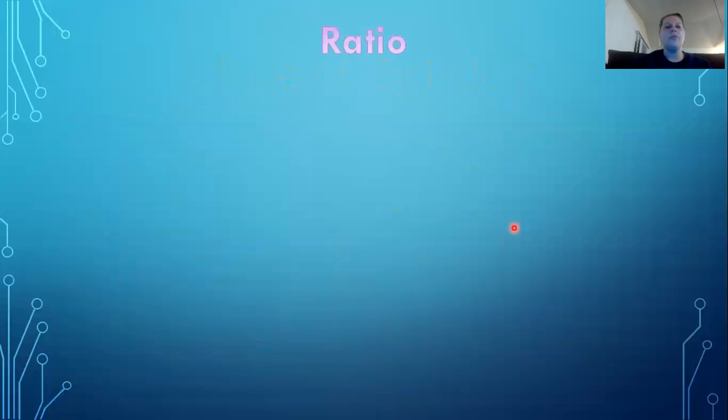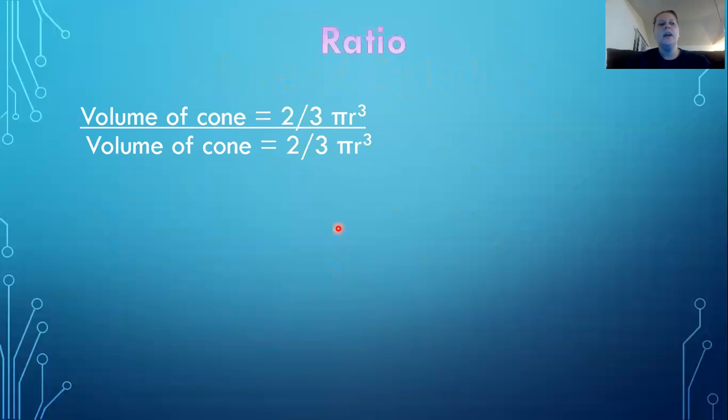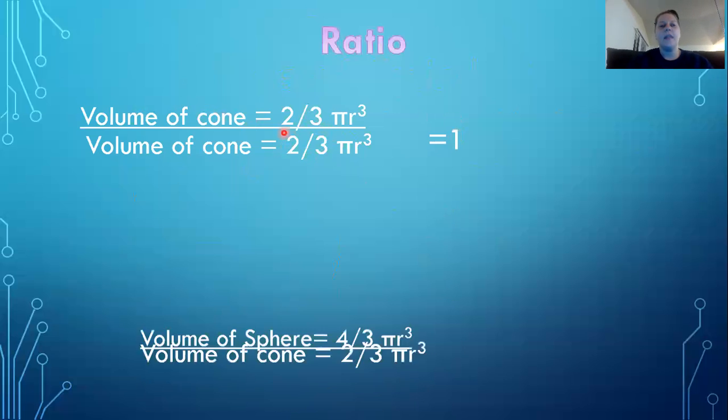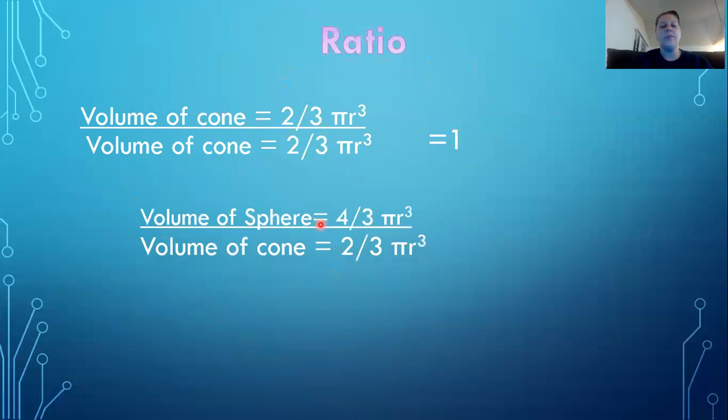Now we want to find the ratio of the three. We have our cone, we have our sphere, and we have our cylinder. And we want to know what is the correlation between these three. So what we're going to do is divide the volumes of our shapes by the volume of the cone, because we want to know the correlation to the cone. So the volume of our cone is 2/3 pi r cubed. When divided by itself, it comes out to 1. Now, when we do that with the volume of the sphere, remember our sphere volume was 4/3 pi r cubed.